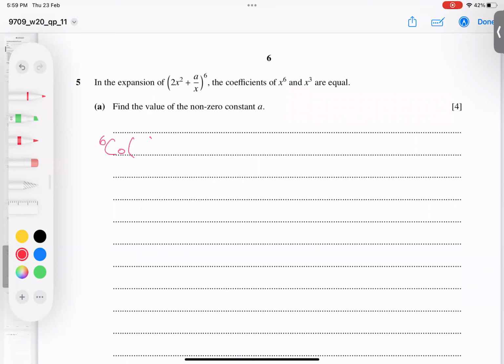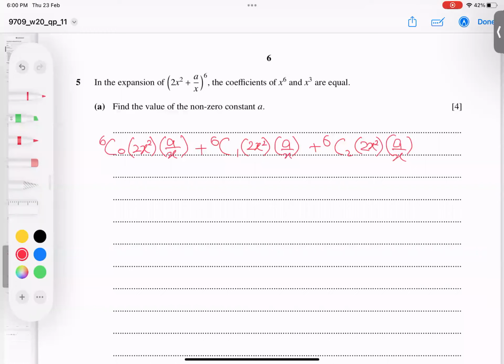6C0, two brackets, 6C1, two brackets, 6C2, two brackets. Whenever you don't know what to do, you just keep expanding and look at it. I'm writing it as it is. A over x comes here, and 2x to power 2 comes here, and a over x comes here.